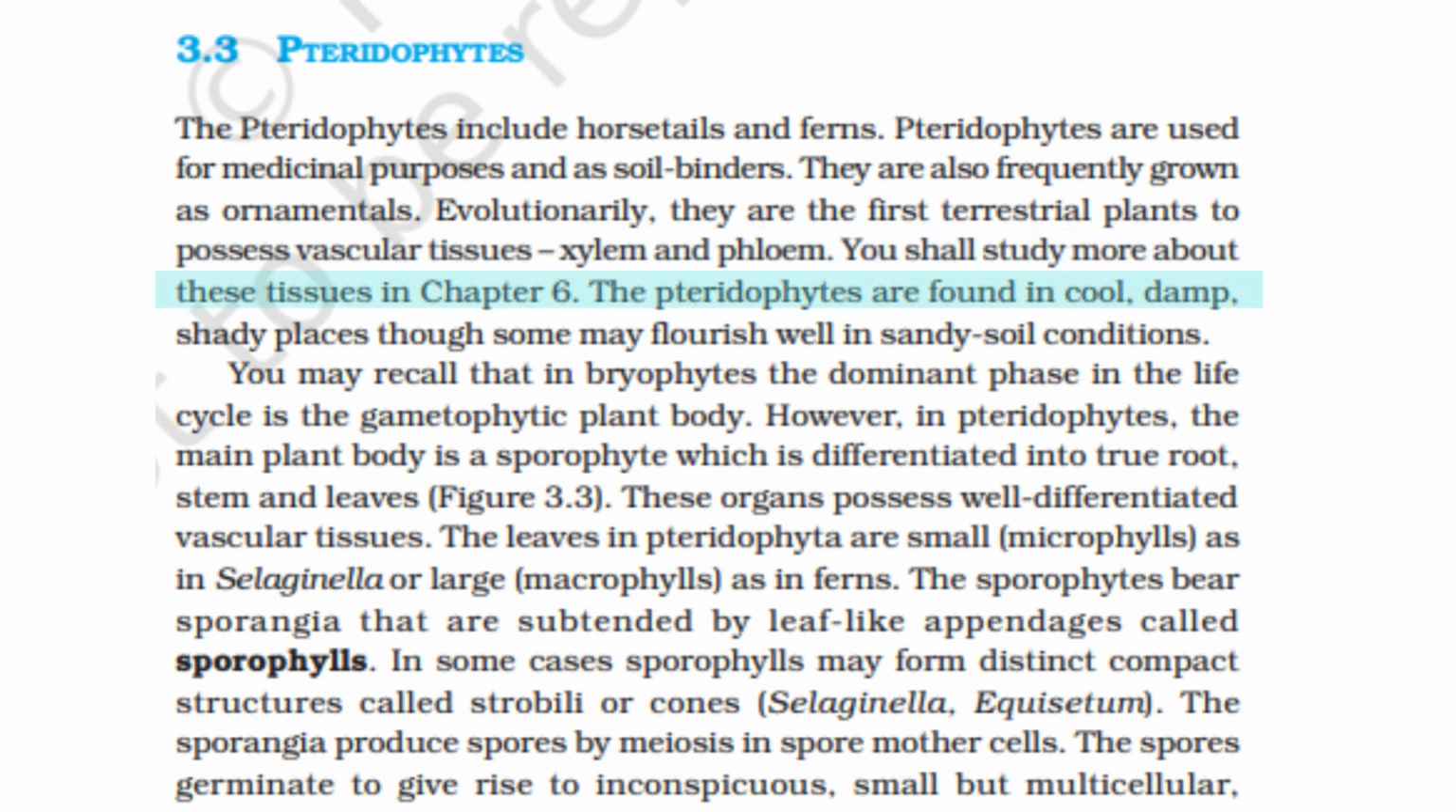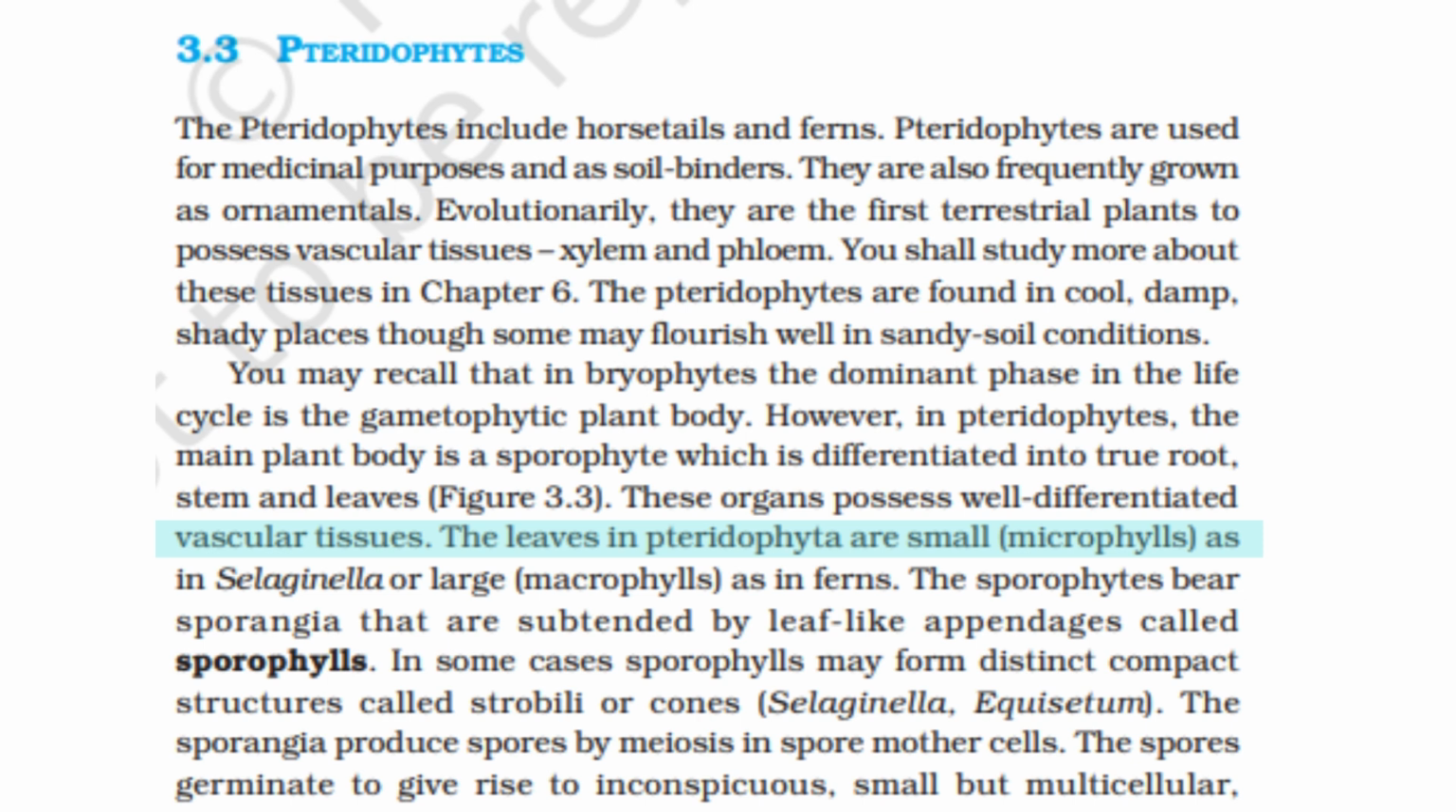The pteridophytes are found in cool, damp, shady places, though some may flourish well in sandy soil conditions. You may recall that in bryophytes, the dominant phase in the life cycle is the gametophytic plant body. However, in pteridophytes, the main plant body is a sporophyte, which is differentiated into true root, stem, and leaves. Figure 3.3. These organs possess well differentiated vascular tissues.